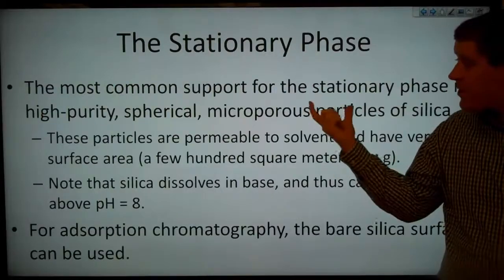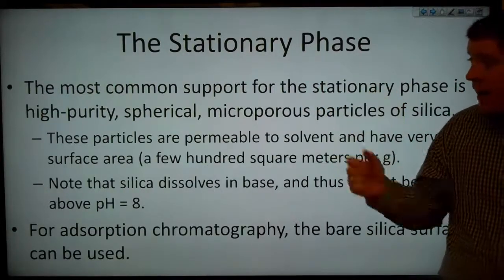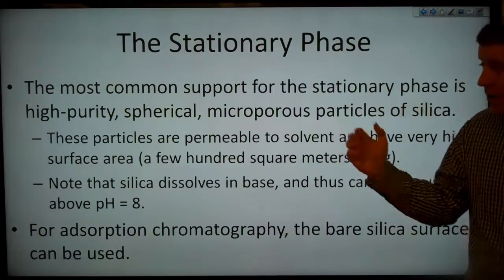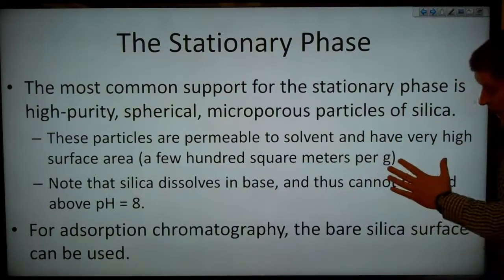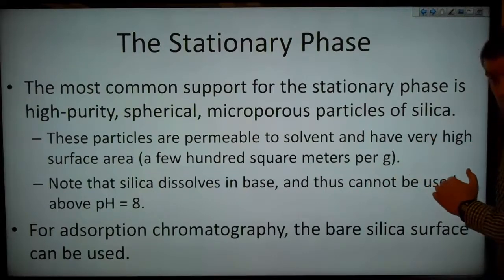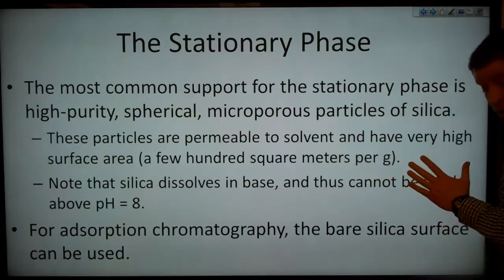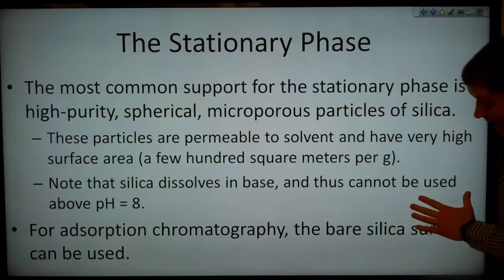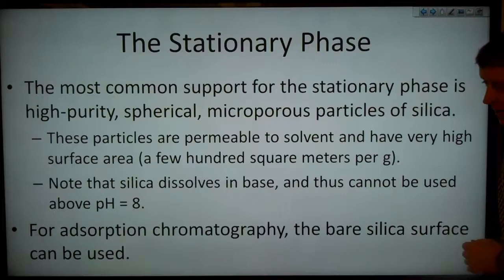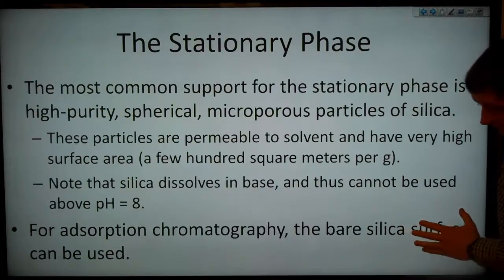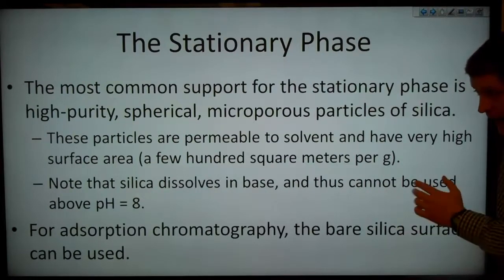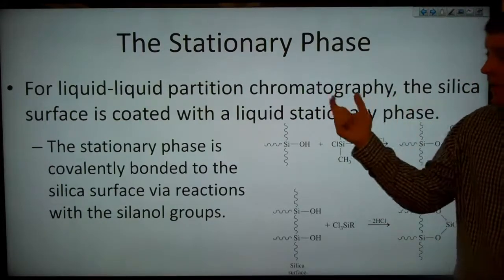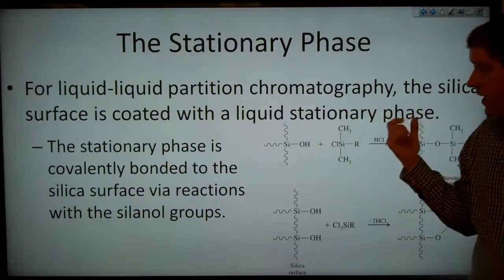So, the most common support for the stationary phase is high-purity, spherical, microporous particles of silica, and these particles are permeable to the solvent and have very high surface area, a few hundred square meters per gram. Note that silica dissolves in base and thus cannot be used above pH of 8. For adsorption chromatography, the bare silica surface can be used. For liquid-liquid partition chromatography, the silica surface is coated with a liquid stationary phase.